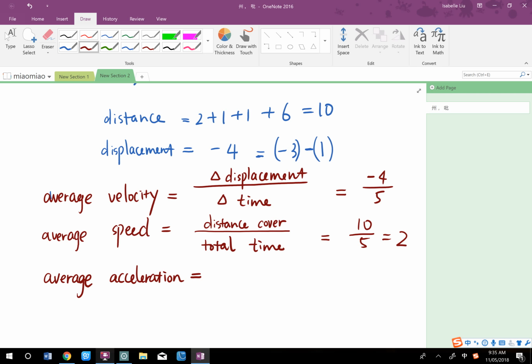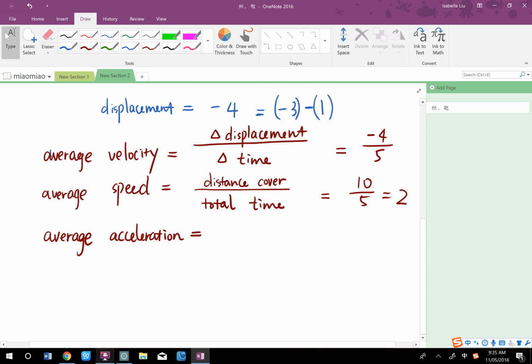And then average acceleration. Average acceleration will be very similar. It will be the change in velocity over the change in time: the final velocity minus the initial velocity, over the time. So for velocity, speed, and acceleration, if we talk about the average of them, we never use that to talk about the average. We always use the thing in front of that.